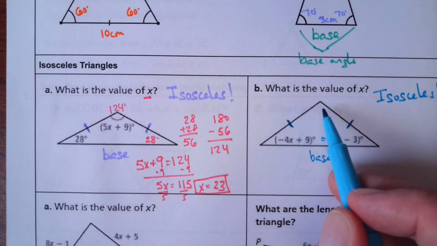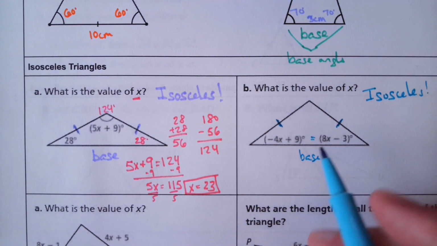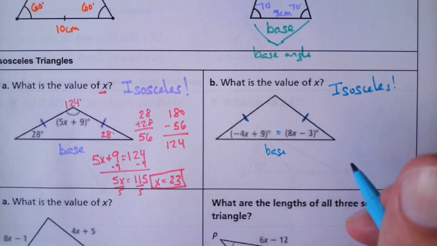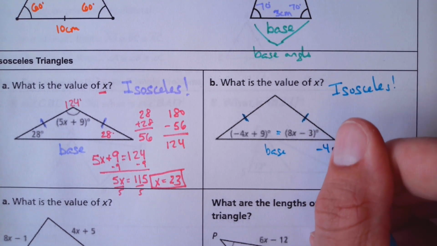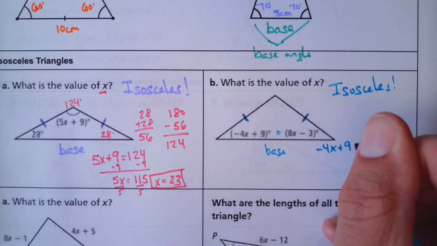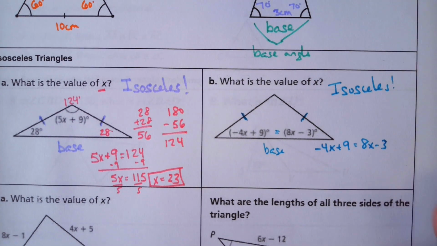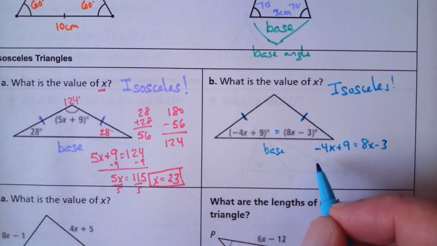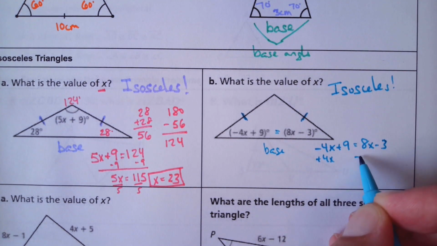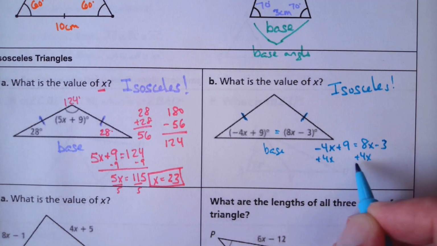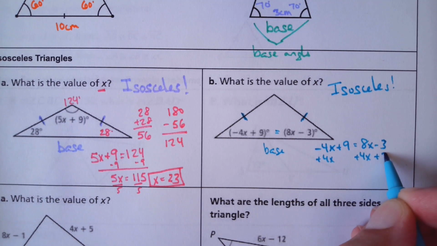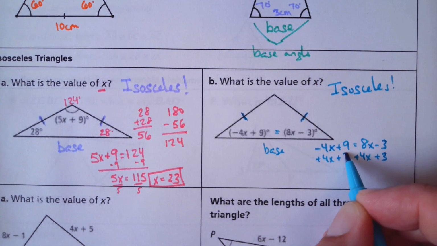I don't care at all about this third one up here. So I just need to set these equal to each other and solve. So minus 4x plus 9 is equal to 8x minus 3. I like to take the small x to the big x, so I'm going to add 4x, add 4x. Now, since I'm bringing the 4x here, I need to move the 3 to the other side, so plus 3.